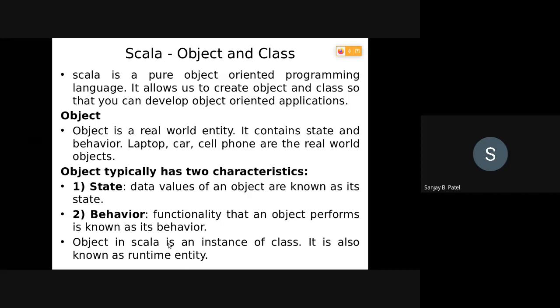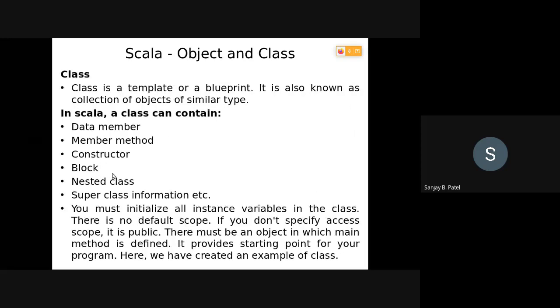A Scala object is an instance of a class, also known as a runtime entity. Now the class is a template or blueprint. We can say that the class is also known as a collection of objects of similar type. A class contains data members, member methods, constructor, block, nested class, and superclass information.